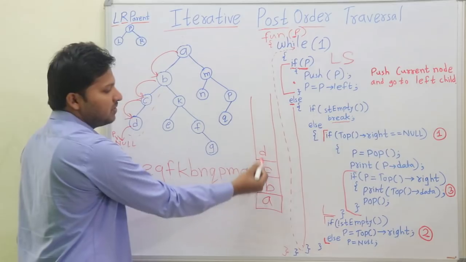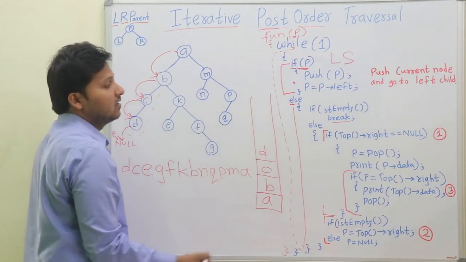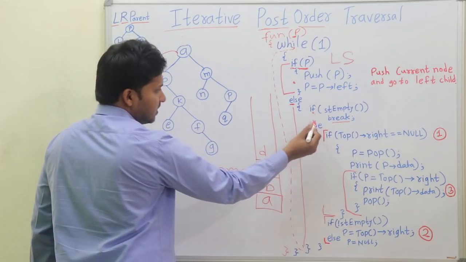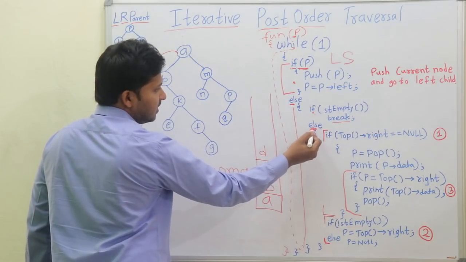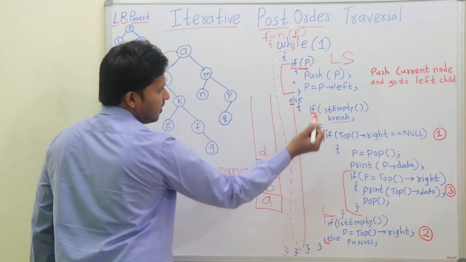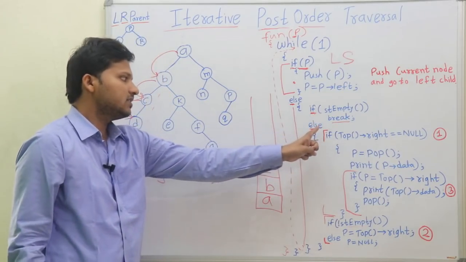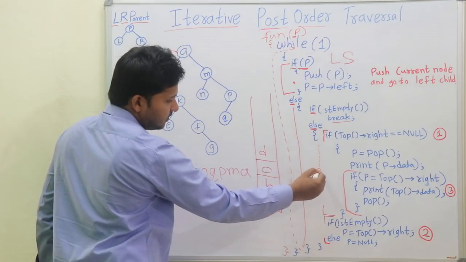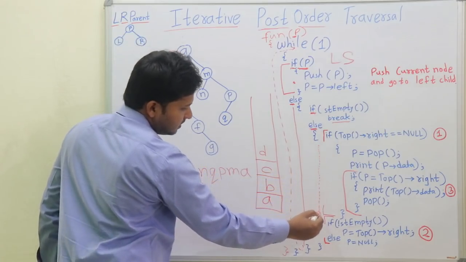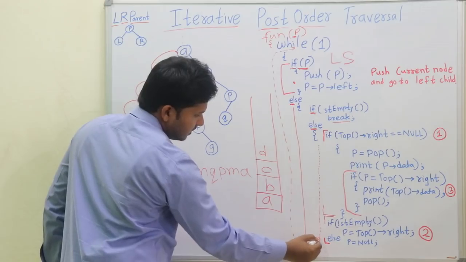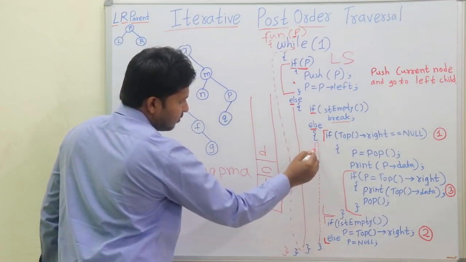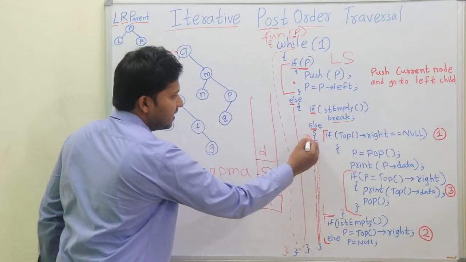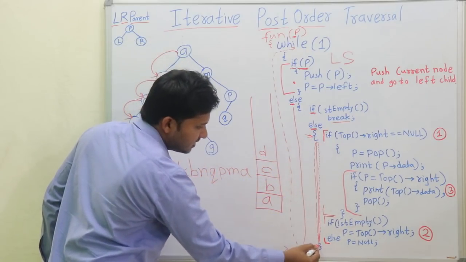No, the stack is not empty. There are 4 elements in the stack. So this condition is not satisfied, so we go in else. See, this else is for this if, right? This is the if and this is the else block. I will mark it. Just see, this is the else block. So this else block starts here and ends here.